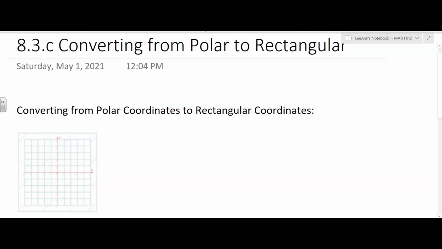Okay, so we want to be able to convert from polar coordinates to rectangular coordinates. And we want to be able to go the other way as well. So rectangular coordinates, that's your old x and y. Polar coordinates are your new r, theta coordinates, okay?